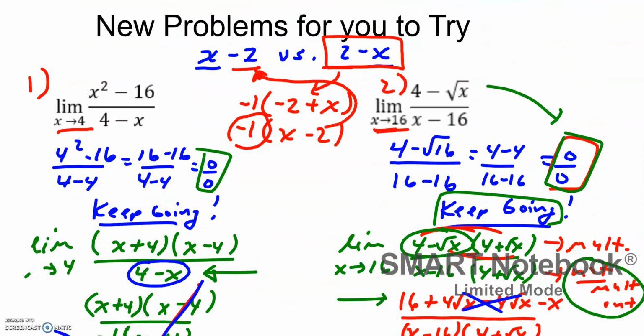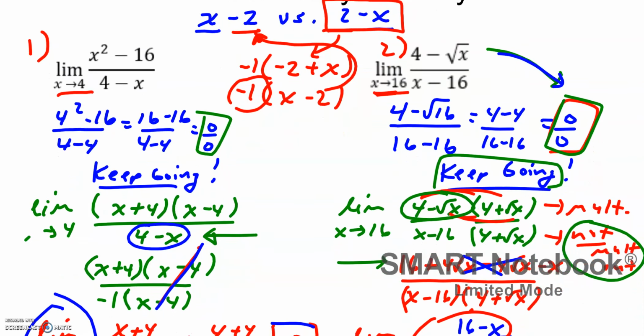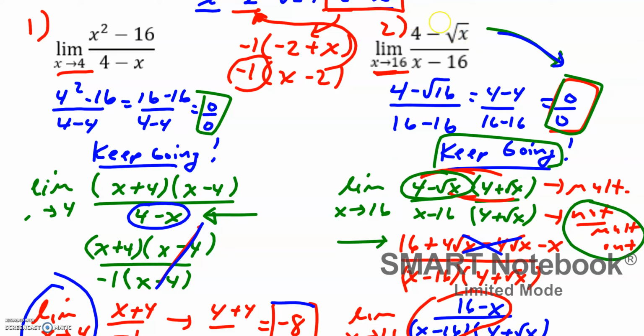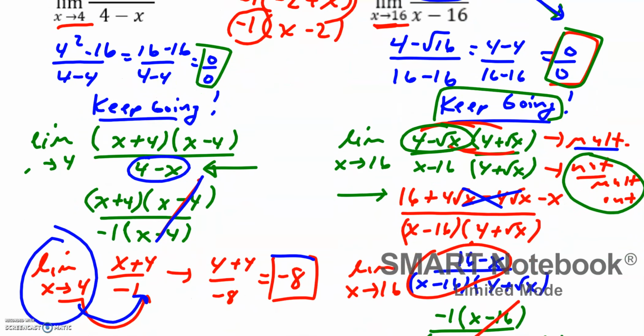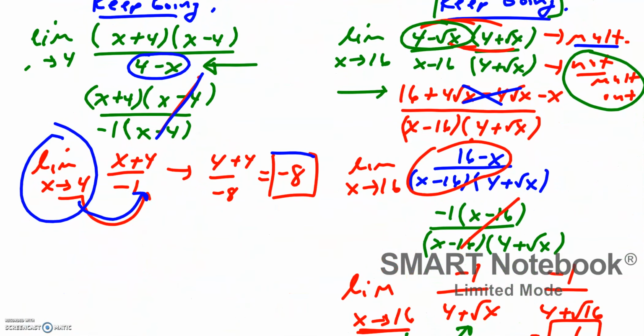The second example, I did the same thing. I took 16, I plugged it into the original function, but unfortunately, again, I got the indeterminate form of 0 over 0. So I kept going. But this time, to keep going, I multiplied top and bottom by the conjugate of the numerator, because the numerator had the root. So I multiplied by 4 plus root x, top and bottom. I multiplied out the top, but I did not multiply out the bottom. And when I did that, I ended up getting just 16 minus x on the top. And in the bottom, I got x minus 16 and 4 plus root x, because I did not multiply this out.